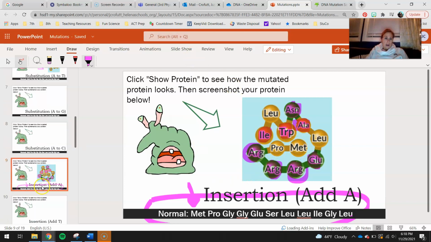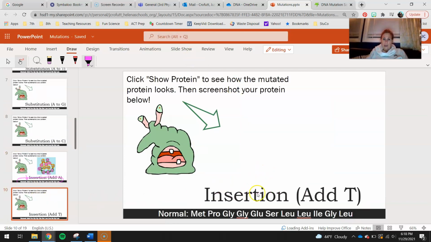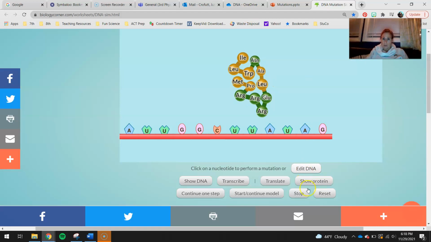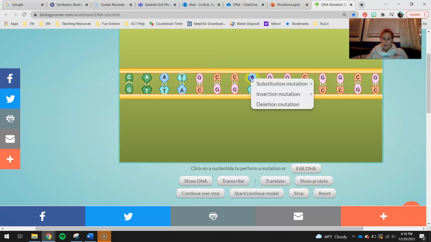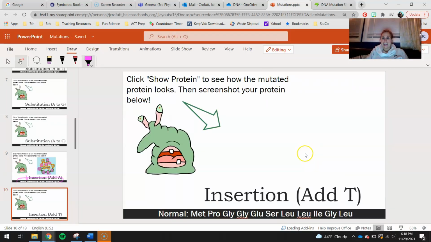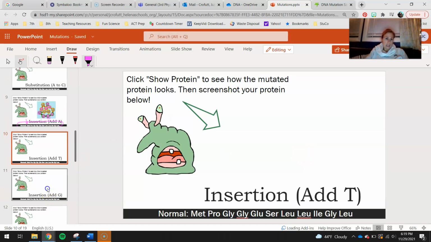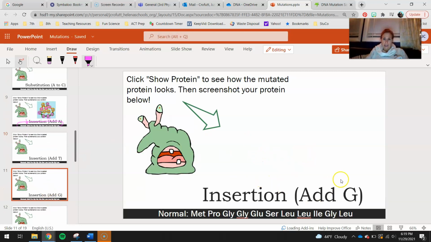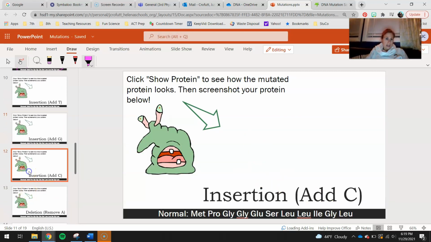All right, next one, you're going to do the same thing. You're going to insert a T, so you would hit reset. Go to this one, insert, and insert T, go to show protein, screenshot it, and highlight where it's different. Slide 11, insert a G, and slide 12, insert a C.